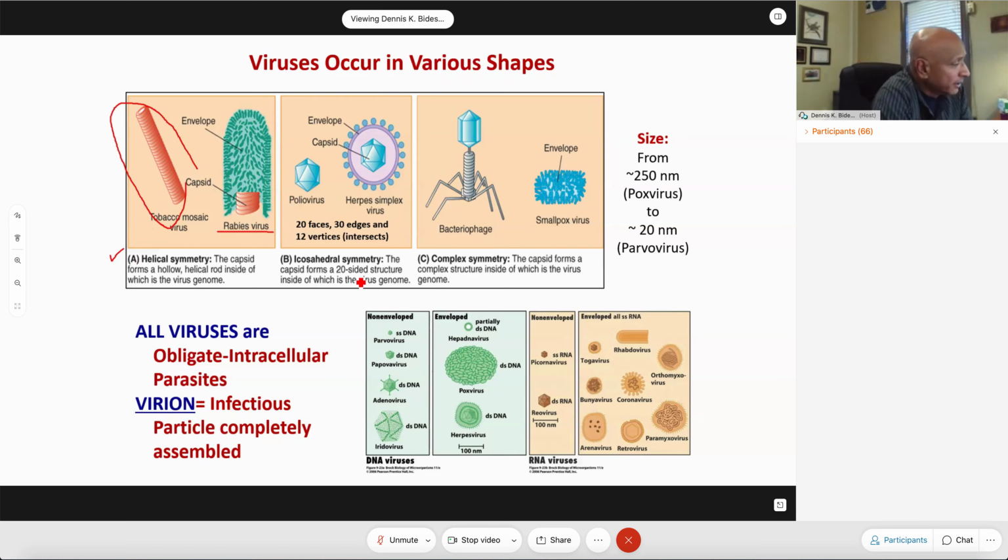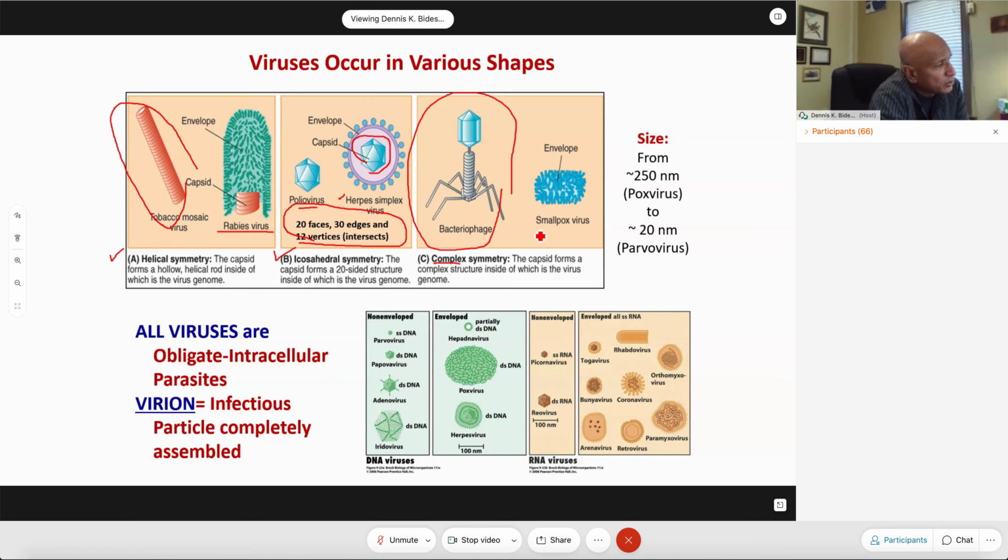So this is one type of symmetry. It's called helical symmetry. The other type of symmetry is called icosahedral symmetry. So again, this is what we're looking at right here. For example, poliovirus and herpes virus look like this. Icosahedral has 20 faces, 30 edges, and 12 vertices. All right, so again, we see viruses that resemble this. Herpes virus and poliovirus are prime examples. And then we have viruses that do not fit into either of these two shapes, helical or icosahedral. We call them complex viruses.